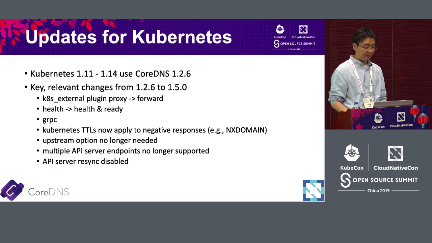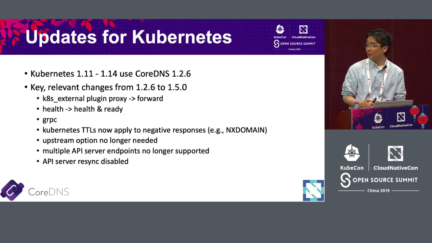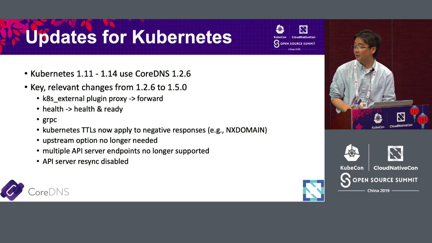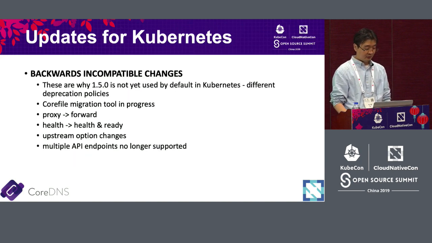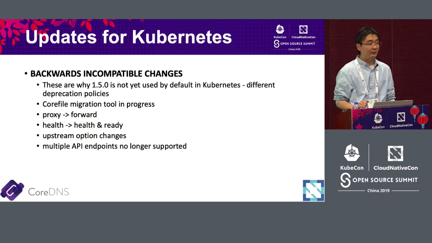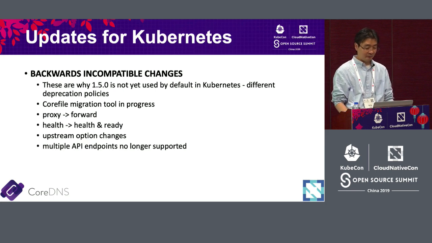And also, the API server resync has been disabled. This is quite debatable, but the decision is that we want to move forward with disabled API server resync. Just for your convenience, that's a backward incompatible change. So if you're going to update to CoreDNS 1.5.0, you need to take notice of those changes that may impact your Kubernetes cluster. Okay.